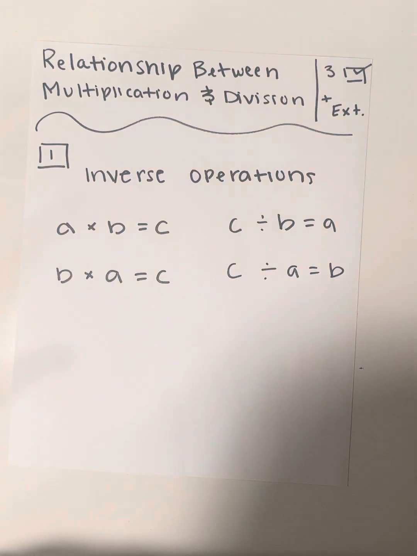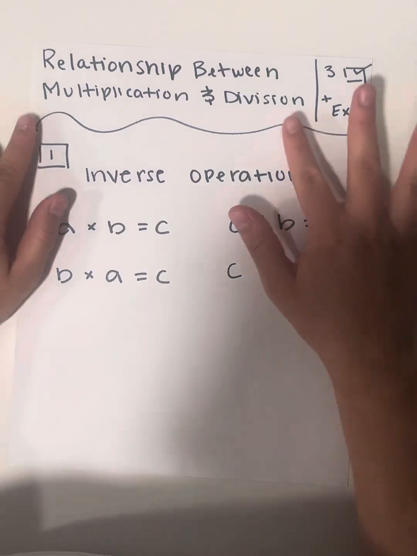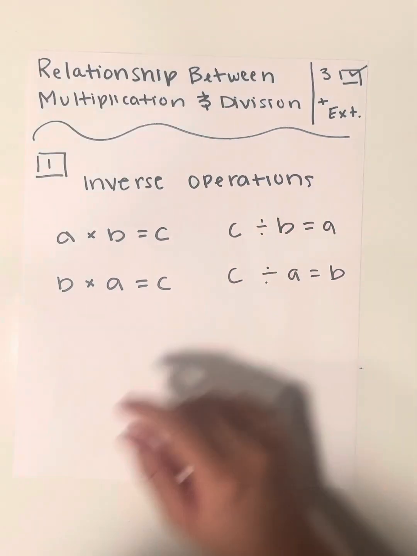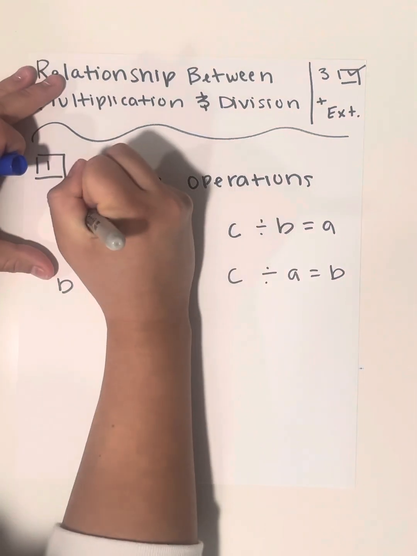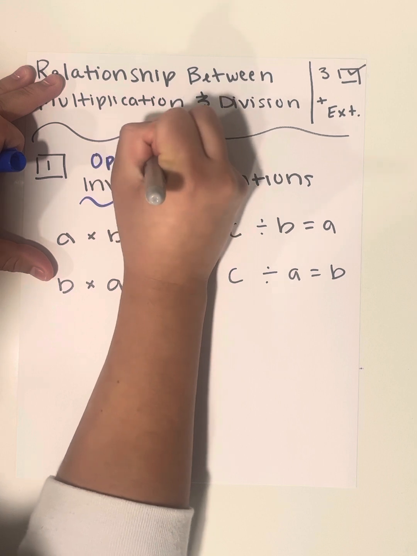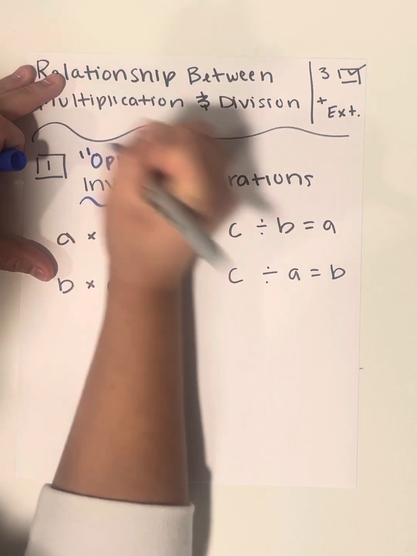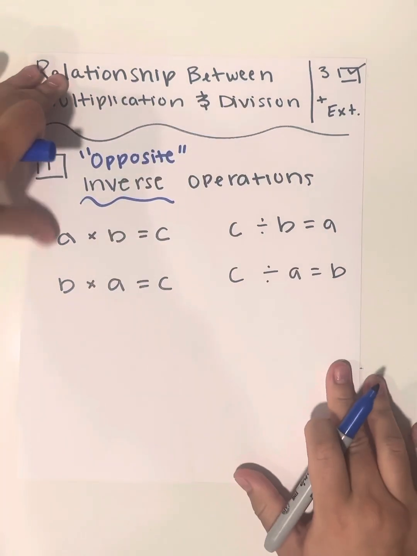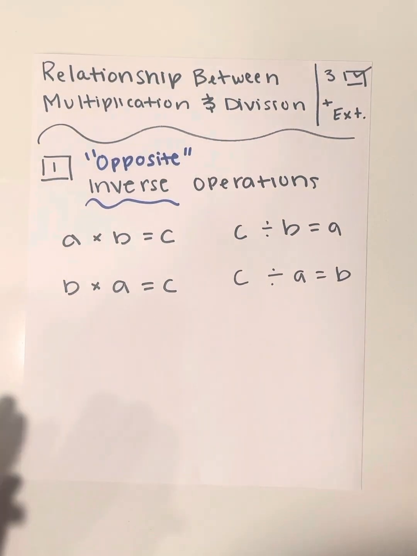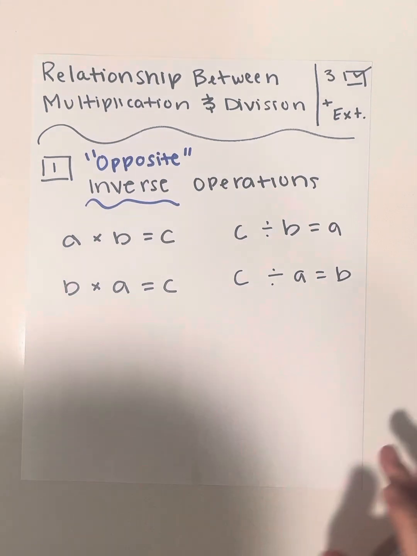The first thing that I want you guys to be aware of is that multiplication and division are inverse operations of each other. You can also define inverse as opposite. And I do want you guys to go ahead and write this page down because it's going to be very useful for the rest of your examples for today. So make sure you go ahead and copy this down.